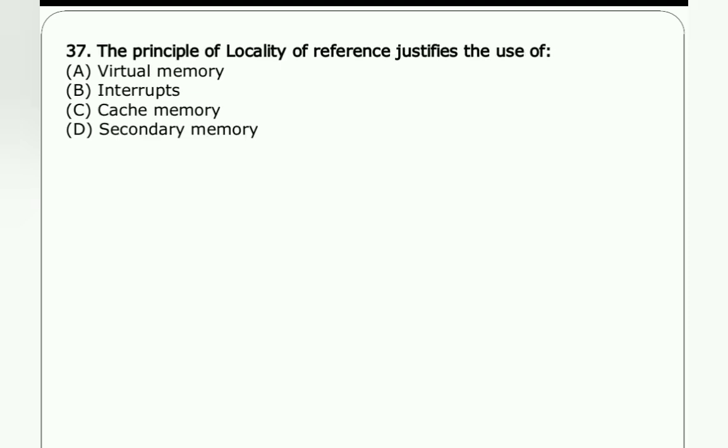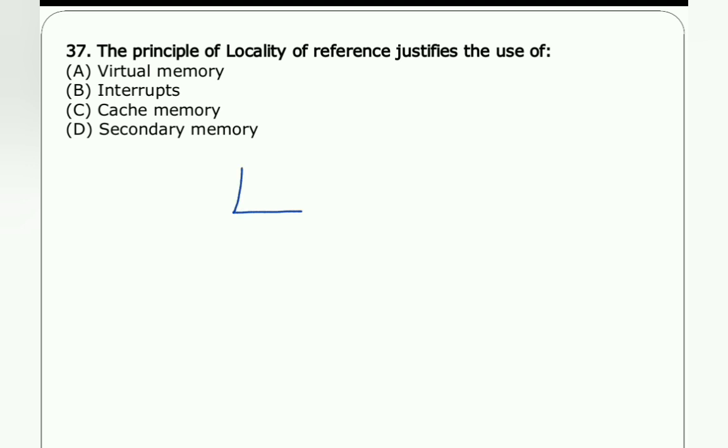Next one. The principle of locality of reference justifies the use of. So where do we use the principle of locality of reference? We use this concept in the cache memory, right? Locality of reference, also known as the principle of locality, is a term for the phenomenon in which the same values or related storage locations are frequently accessed, which are present in a cache. The cache memory is a smaller, faster memory which stores copies of the data from frequently used main memory locations.